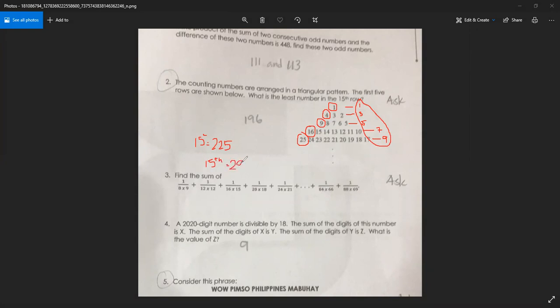So what we are going to do here is to subtract 29 from 225, and we will get 196. But when we are looking for the least number, or if we are counting, then we need to add 1. We always add 1 to our answer. So the answer now will be equivalent to 197.